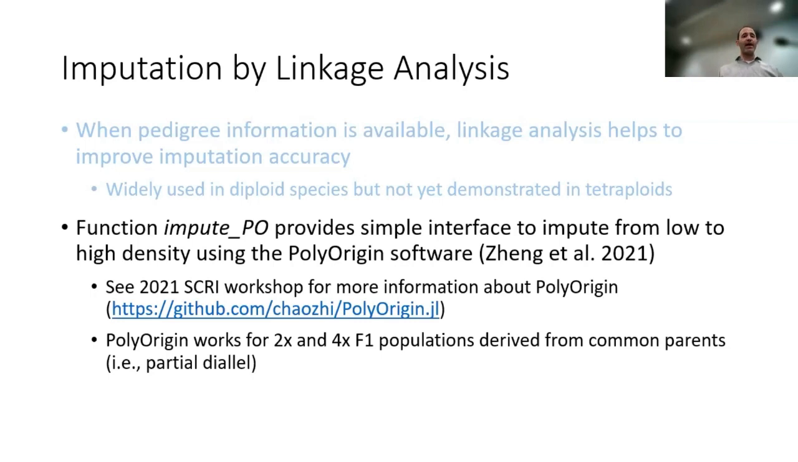so you can go check out those presentations to learn more. And this is not really doing anything new, except, again, simplifying the process of organizing all the input files, creating the files that PolyOrigin needs, running them in Julia, which is the platform it needs, and then taking the output and putting it back into a format that's convenient. So that's kind of what this impute_PO function does. And the software works for both diploid and tetraploid F1 populations, and you can have multiple parents that have been intermated to create a kind of arbitrary partial diallel mating design.